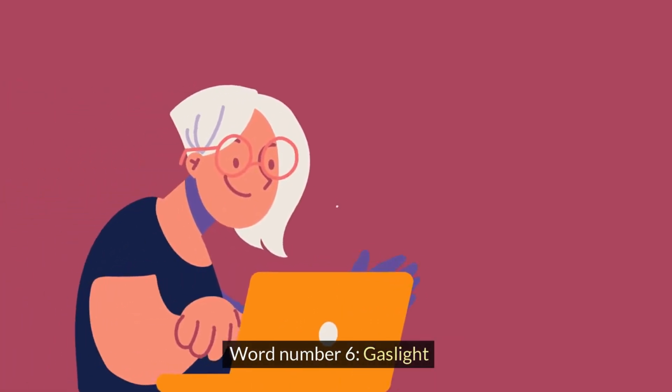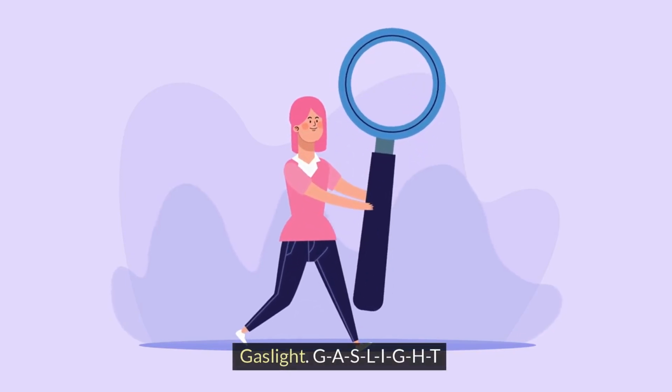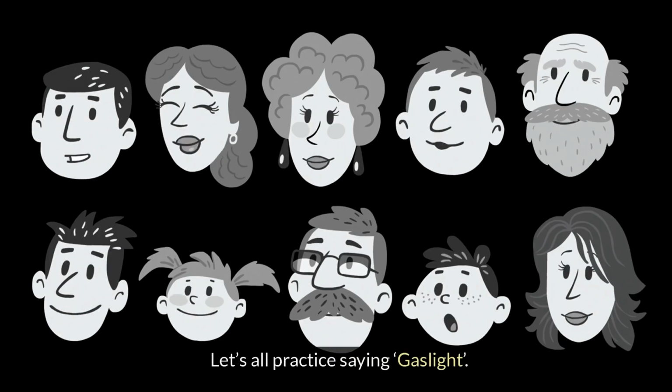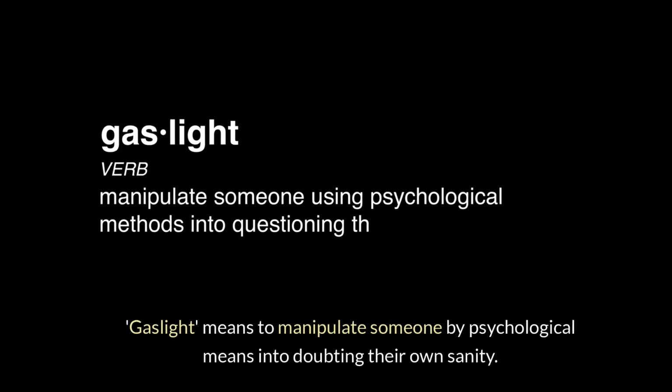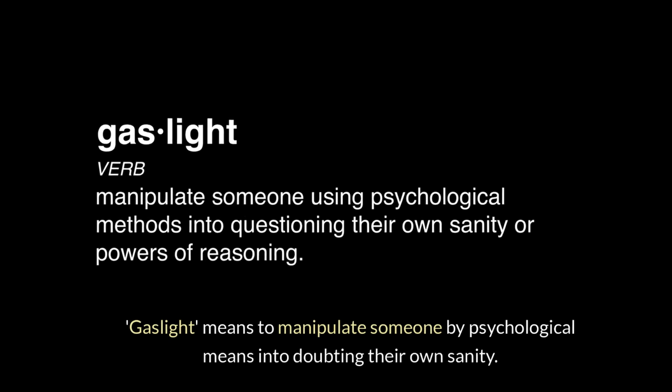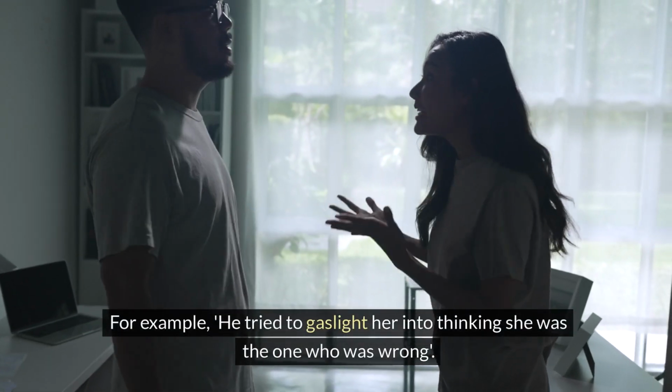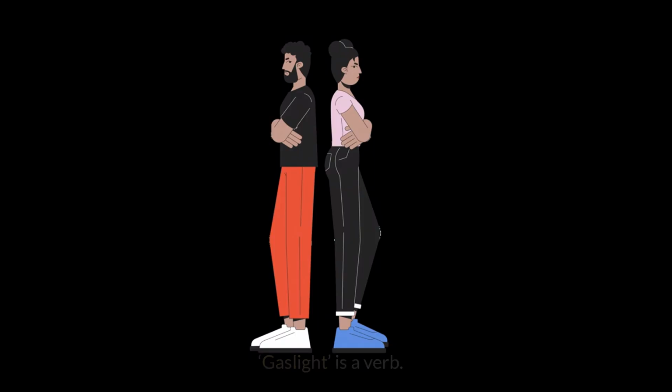Word number 6, gaslight. Gaslight, GASLIGHT. Let's all practice saying gaslight. Gaslight means to manipulate someone by psychological means into doubting their own sanity. For example, he tried to gaslight her into thinking she was the one who was wrong. Gaslight is a verb. Now pause the video and create your own sentence with the word gaslight.